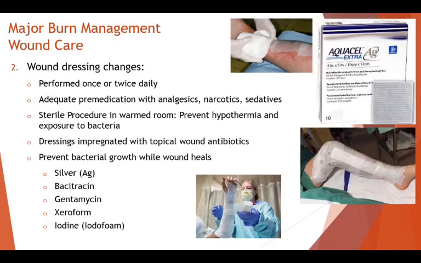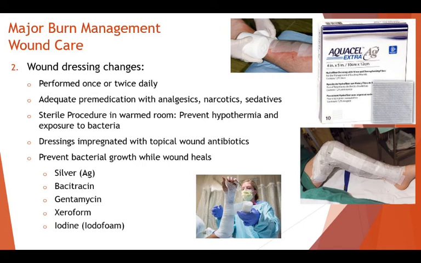The dressing changes themselves are usually done once or twice daily. Adequate pre-medication with analgesics, narcotics, sedatives. It is a sterile procedure in a warmed room, and you want to keep that wound as clean as possible. The dressings are usually impregnated with topical wound antibiotics. Sometimes the enzymatic debridement if that is necessary, but usually just some kind of antibiotic.